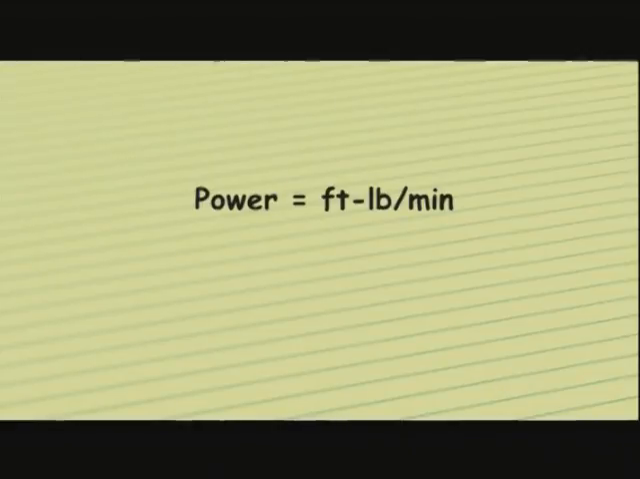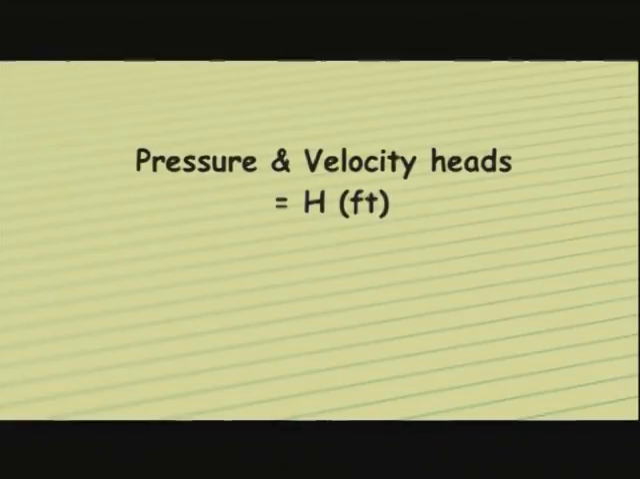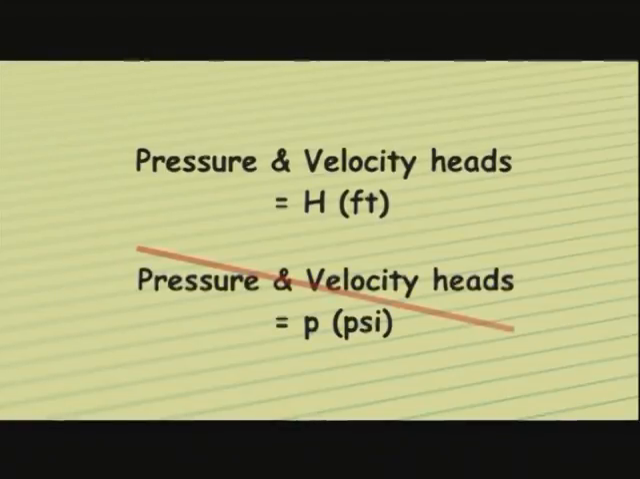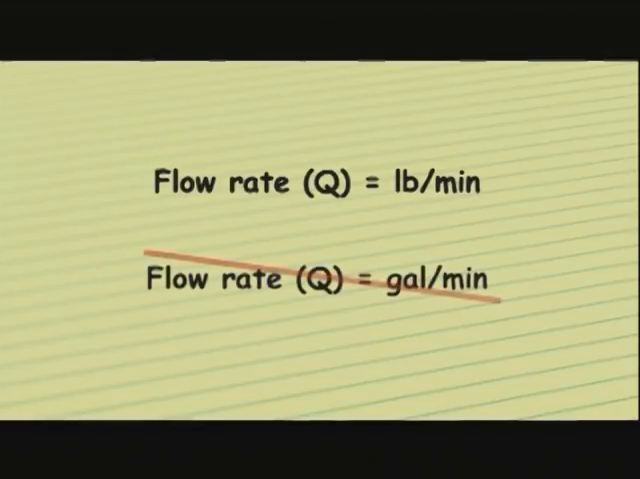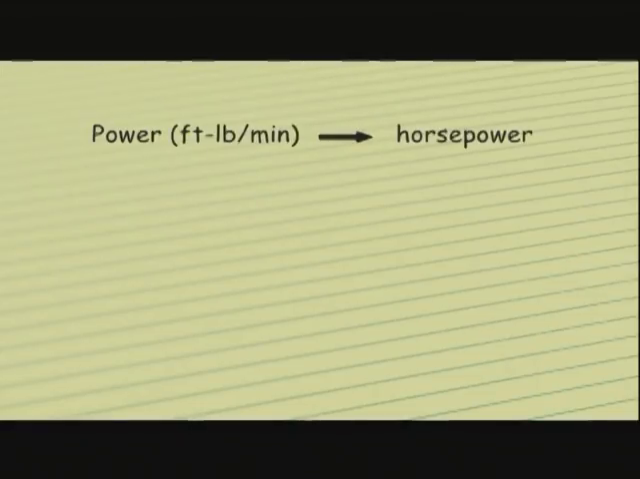When doing power equations, you must first convert the measurements of head, flow rate, and power into the proper units. Power must be expressed as foot-pounds per minute, not as horsepower. Pressure and velocity heads are expressed in feet of head, not pounds per square inch of pressure. Flow rate must be expressed in pounds per minute, not gallons per minute. The power calculated in foot-pounds per minute can be converted to horsepower by dividing by 33,000. The conversion equation is 1 horsepower equals 33,000 foot-pounds per minute.